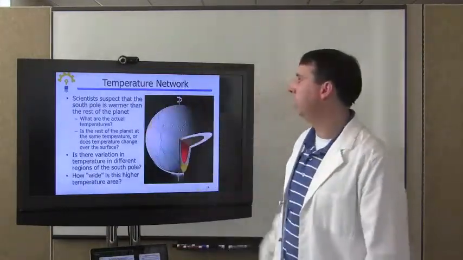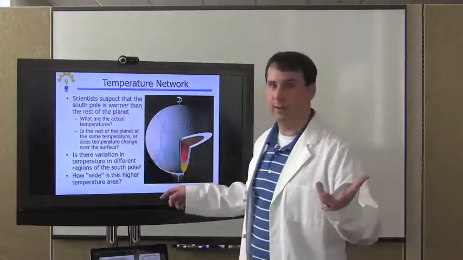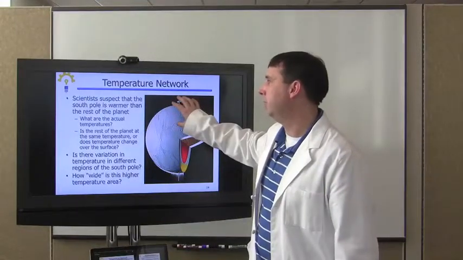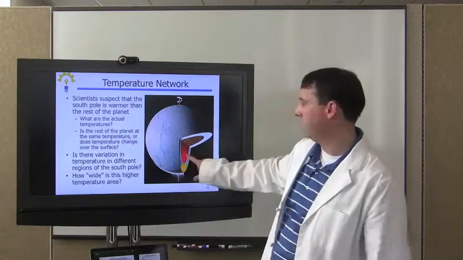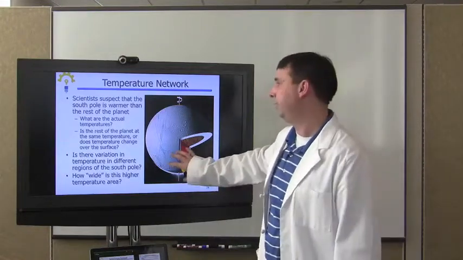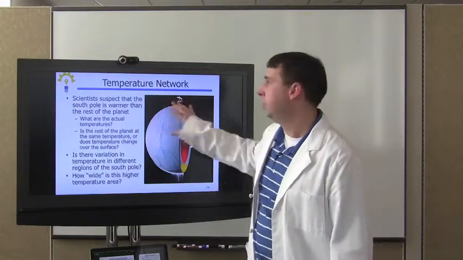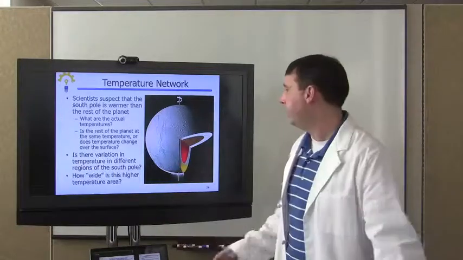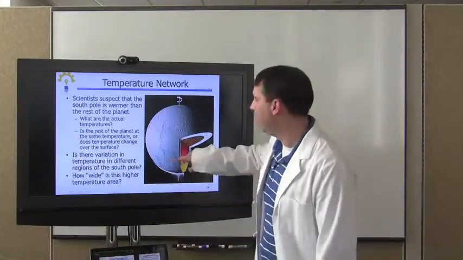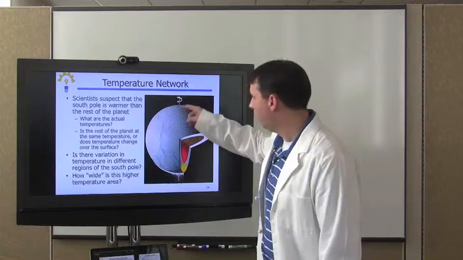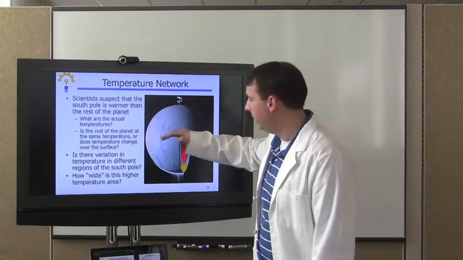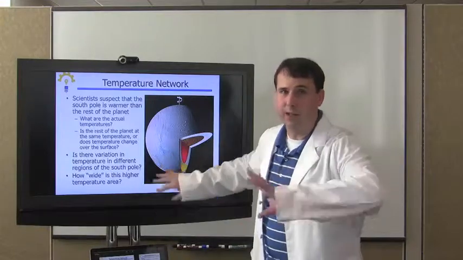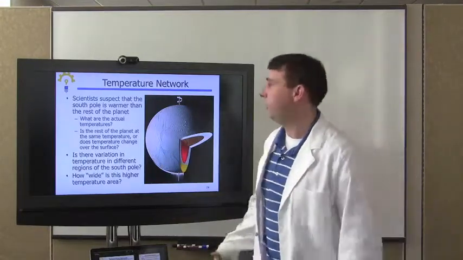So temperature network. Scientists suspect that the South Pole is warmer than the rest of the planet. That's why that's red down here and it's yellow down here. They think the South Pole is warmer than the North Pole, but they don't know how the temperature changes. They just think the South Pole is warmer. They don't know if it's a gradual change or if it's the same temperature till you get to the equator and then it changes. They don't have a clue. Okay, so that would be really interesting.